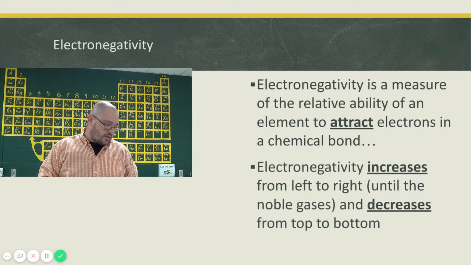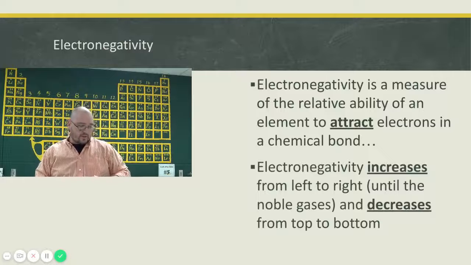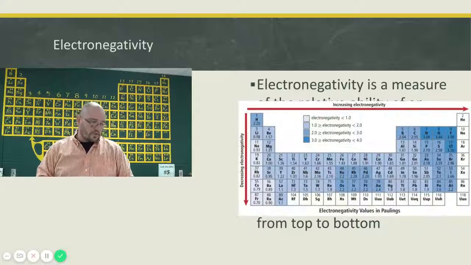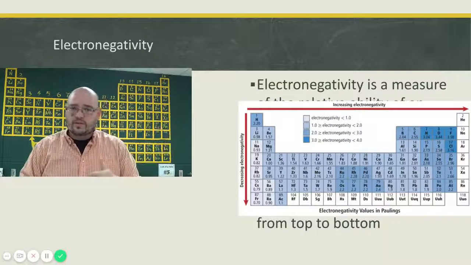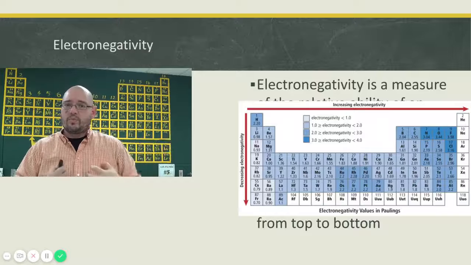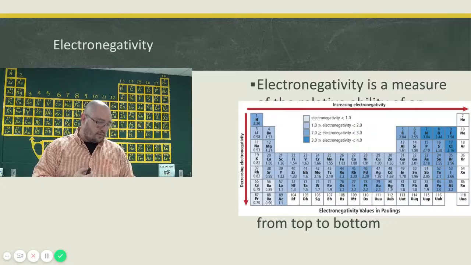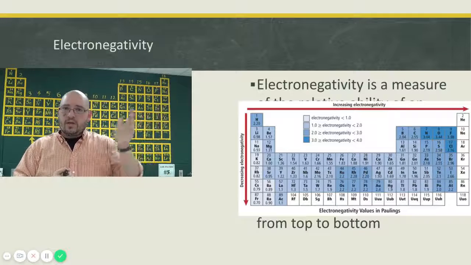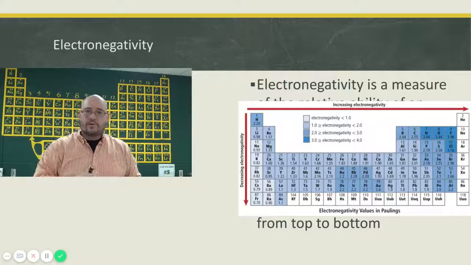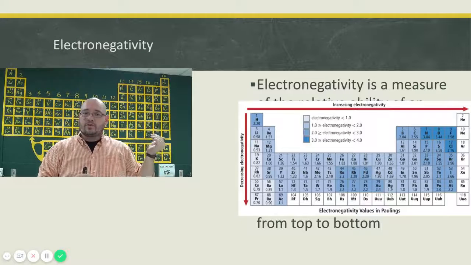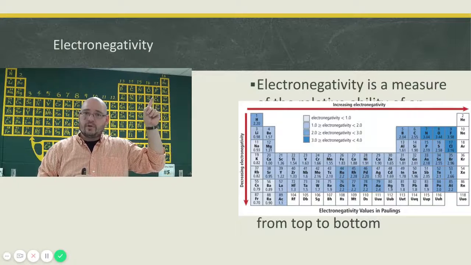Electronegativity increases from left to right until the noble gases and decreases from top to bottom. So again, the noble gases, they don't want electrons. They're not going to pull them in. They don't want to let go of them. They don't want to take them from other elements. So we kind of leave them off the electronegativity one. But as you move from left to right across the periodic table, when you get over here to the halogens, you're going to have elements that love to pull electrons away from other things. So like I said a second ago, fluorine is the highest electronegative element.